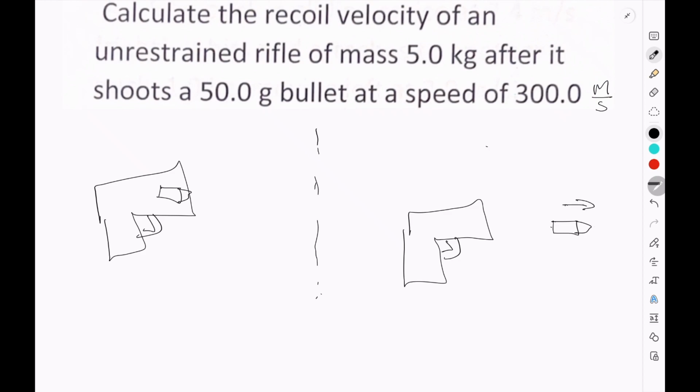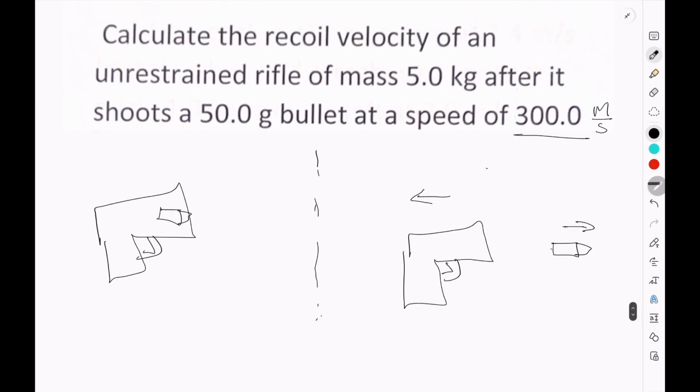The bullet goes in this direction. It has a velocity of 300 meters per second. And when it shoots, the gun also experiences a recoil. And that recoil, the gun is going the opposite direction of the bullet at a specific velocity. And we have to find that velocity.